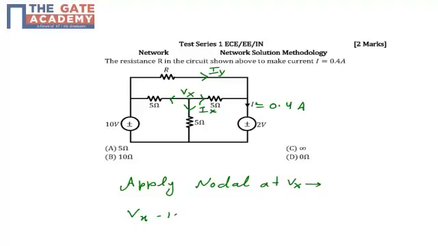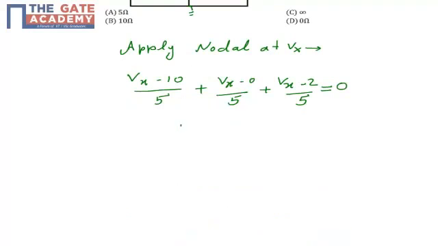Vx minus 10, because the voltage of this node is 10, as it is connected to the 10 volt voltage source, upon 5, plus Vx minus 0 upon 5, because this is my reference, which is equal to 0, plus Vx minus 2 by 5, because the voltage across this node is 2, which is connected to the 2 volt battery supply. The sum of these three currents is equal to 0. By solving this equation, you will get the value of Vx as 4 volt.